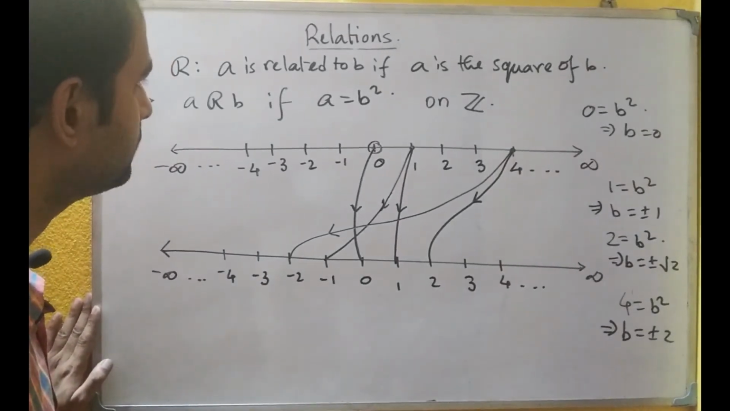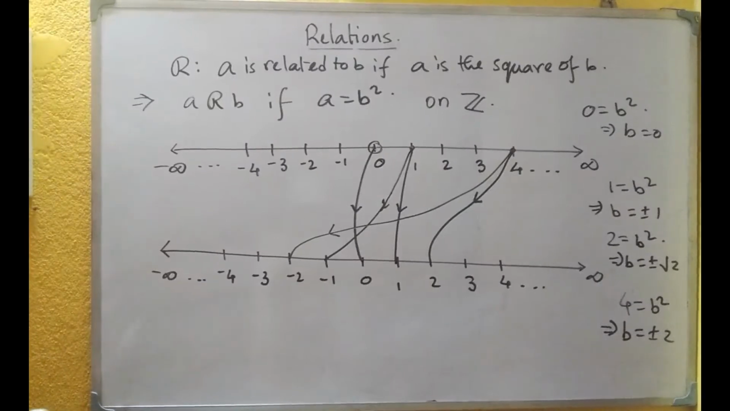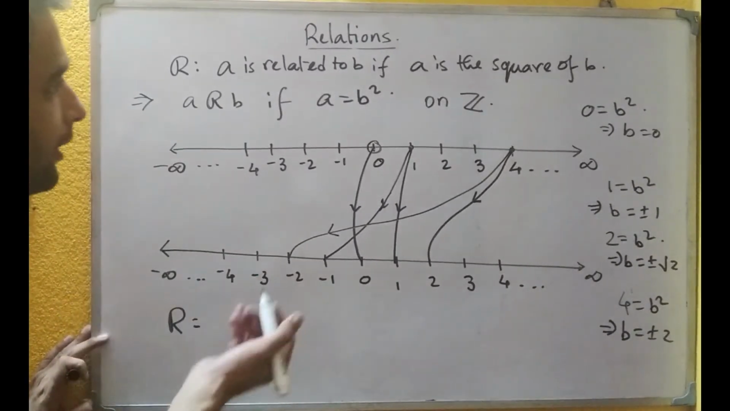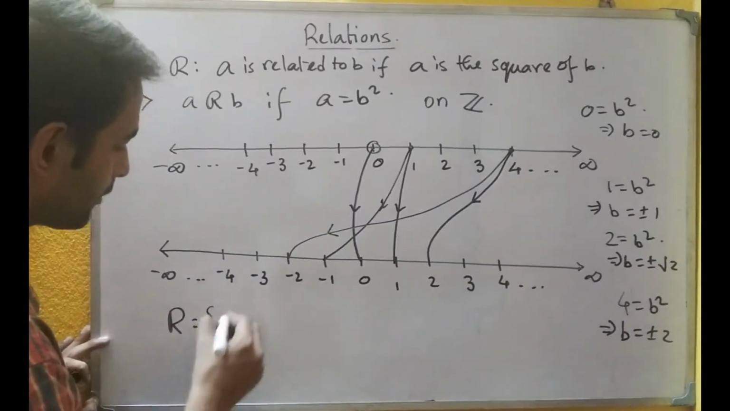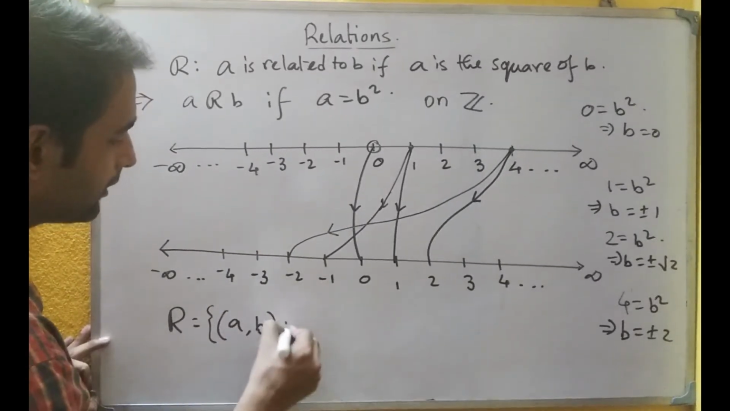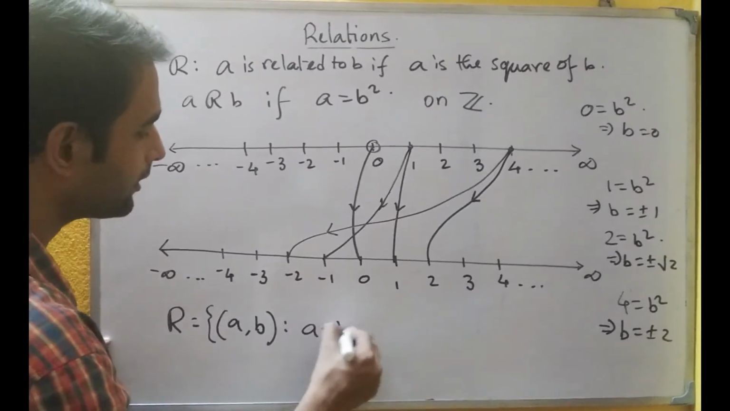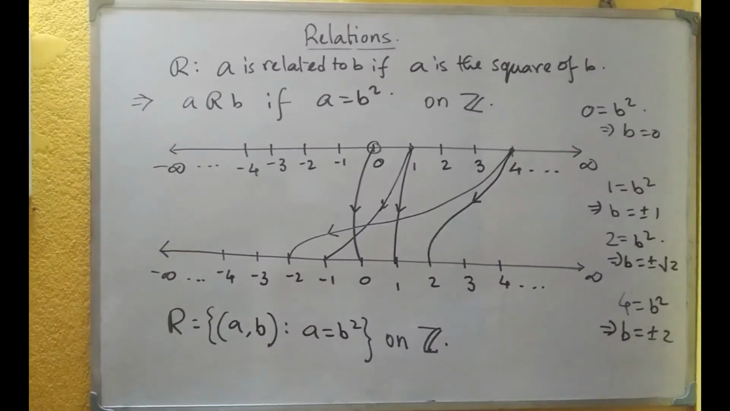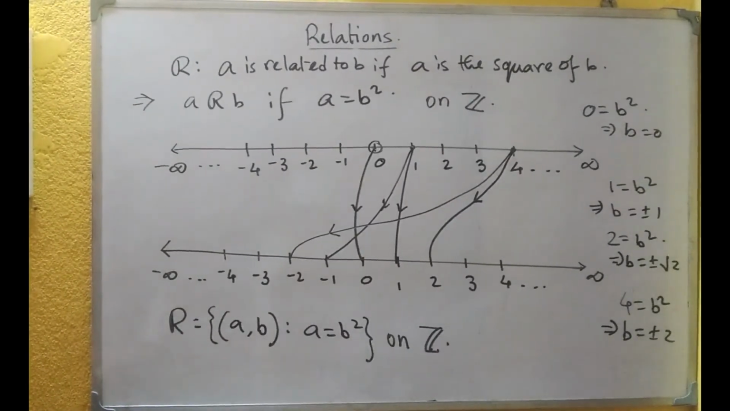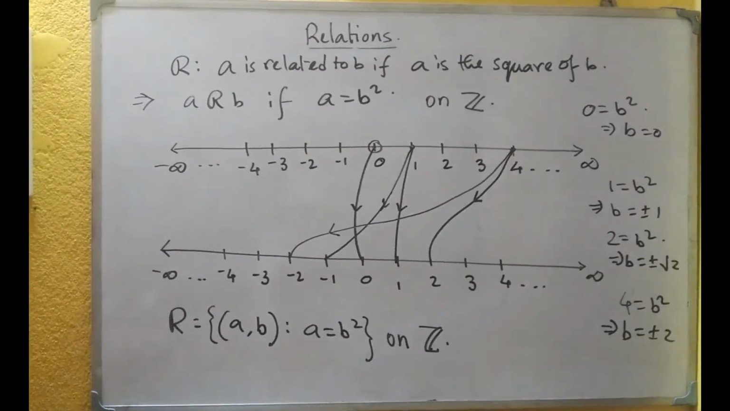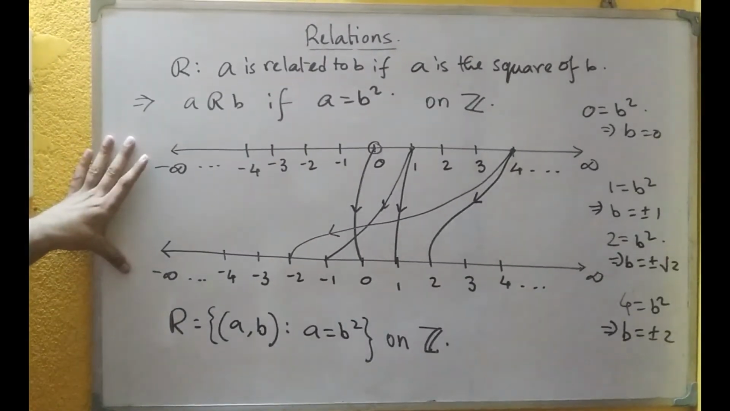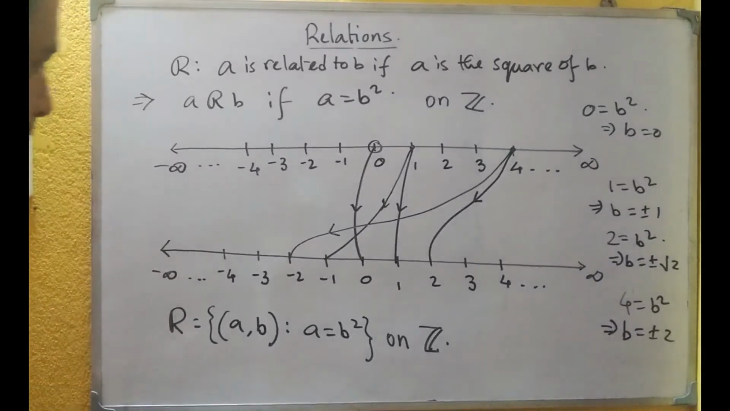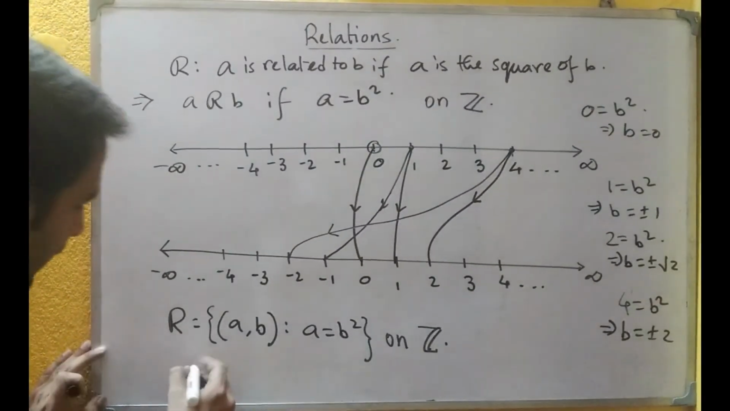Okay, so this is the way we express the relation. And if you want to express it in the set builder form, then you should write ordered pair AB such that A equal to B square on the set Z. So in this way we express the relation in diagrammatic form and also in the set builder form. If you want to write it in the roster form, that will look like this.